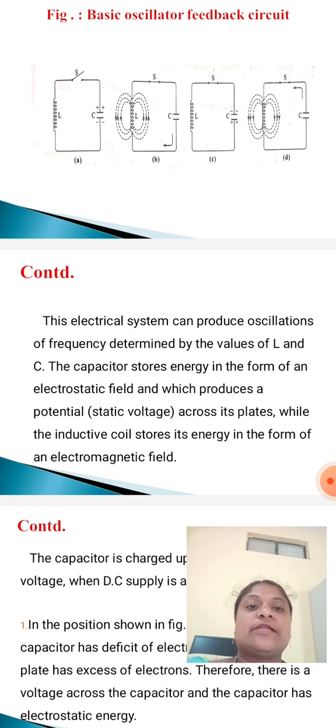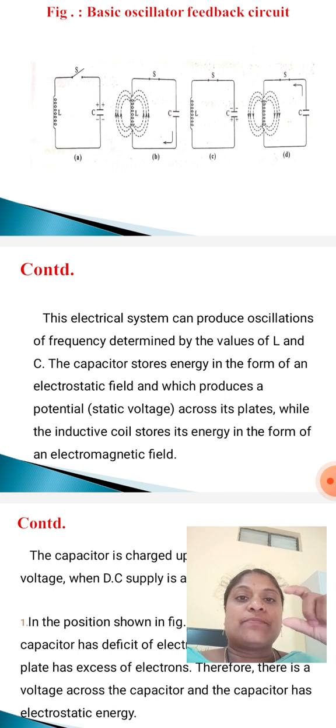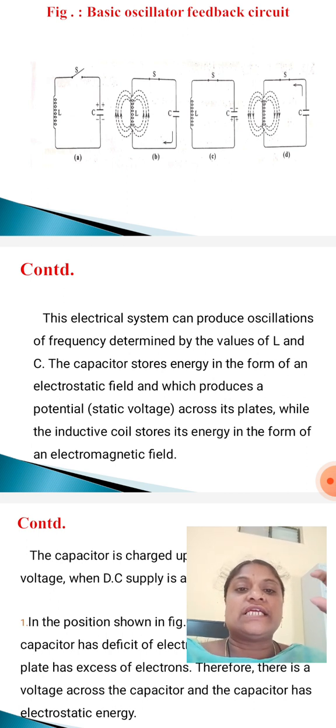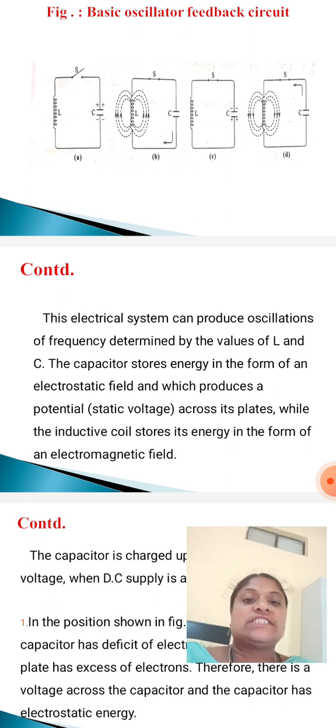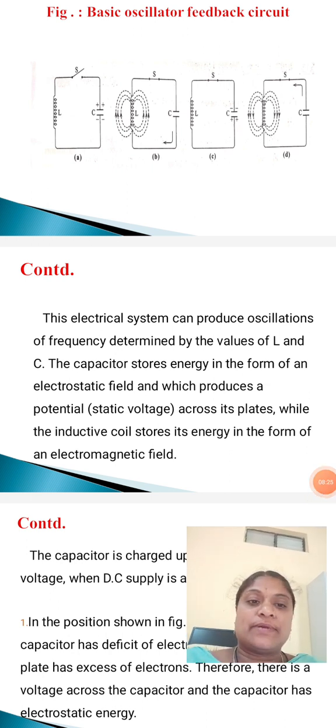These oscillation frequencies are determined by the values of inductance L and capacitance C. Here the capacitor C stores energy. First of all, observe figure A. Capacitor C stores energy in the form of an electrostatic field, which produces a potential, that is, a static voltage across the plates.